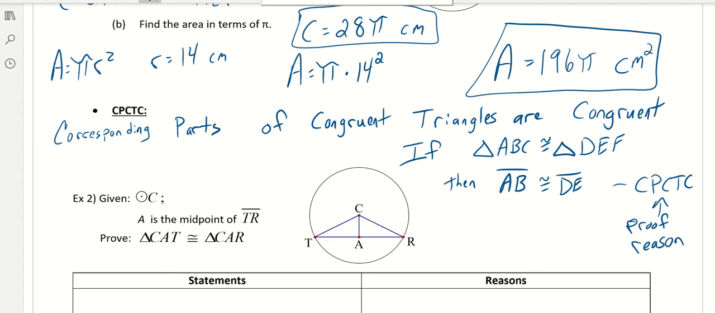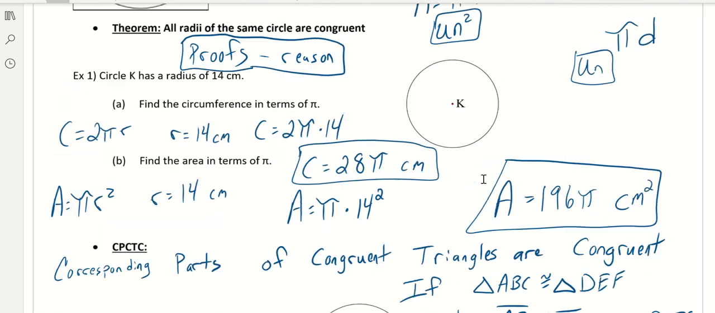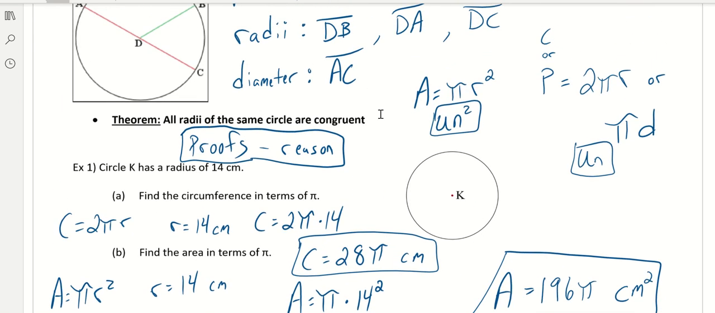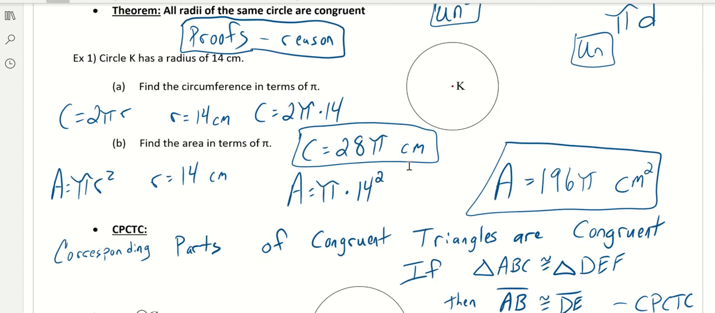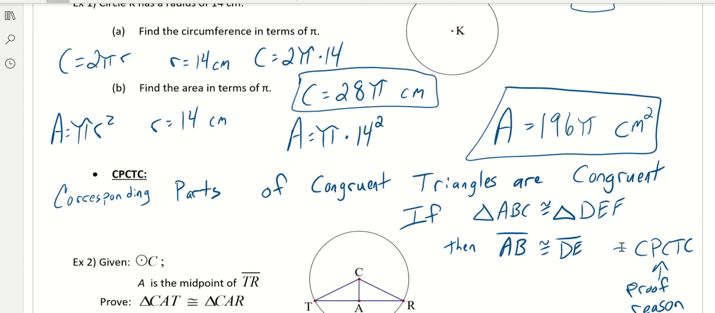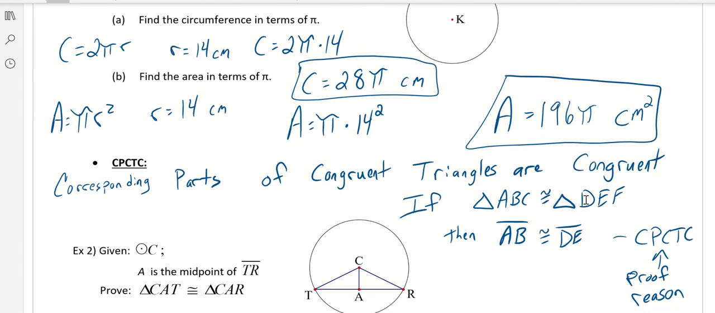All right, proof, reason: CPCTC. So what reasons do we have for our proof right now? We learned that all radii of the same circle are congruent. That's one proof reason that we might use today. And another one is CPCTC. So when we have two congruent triangles, and for some reason we have to show those corresponding parts are congruent, CPCTC is the reason that we would use in the proof.